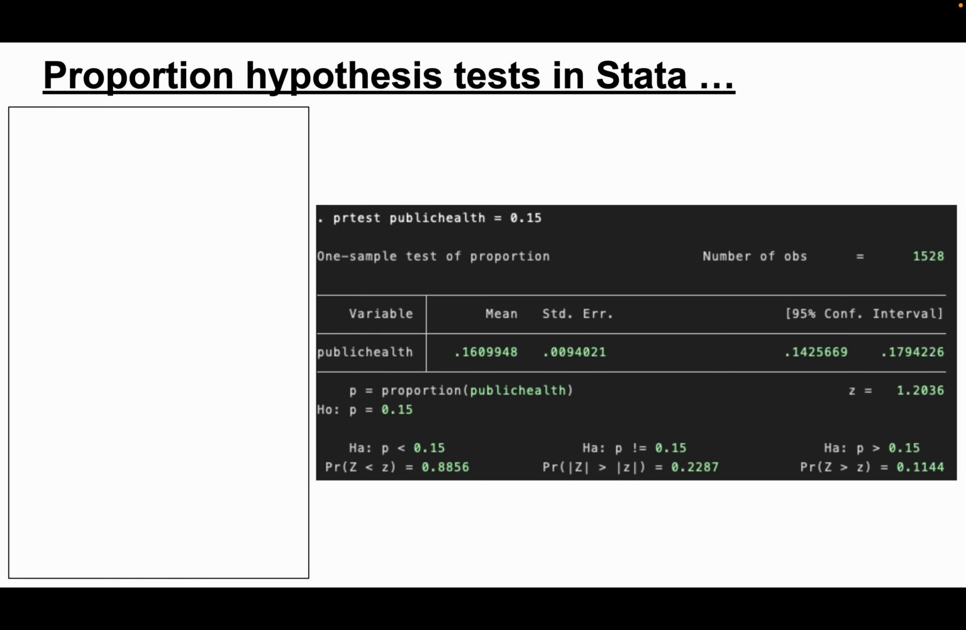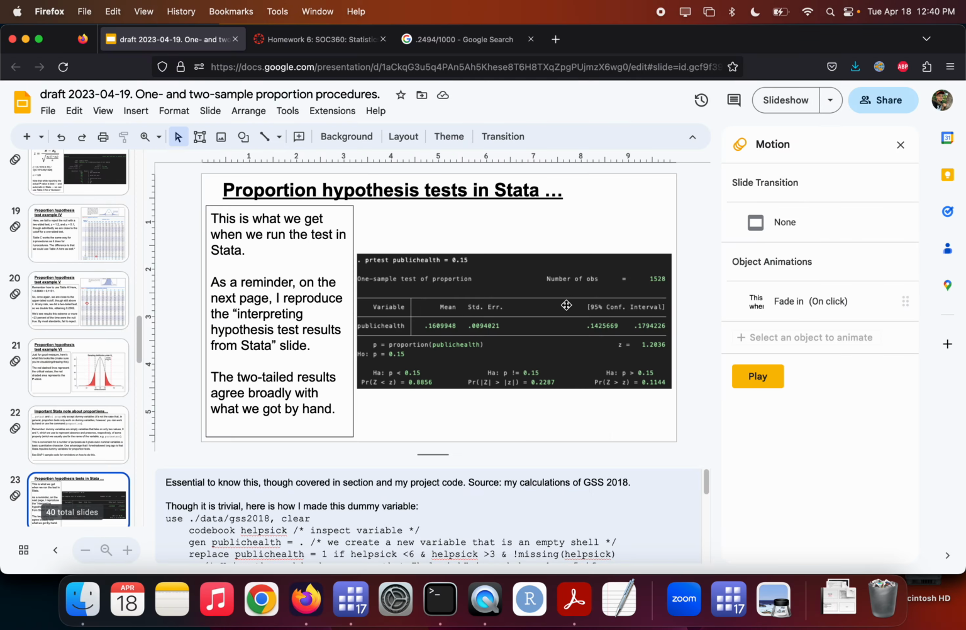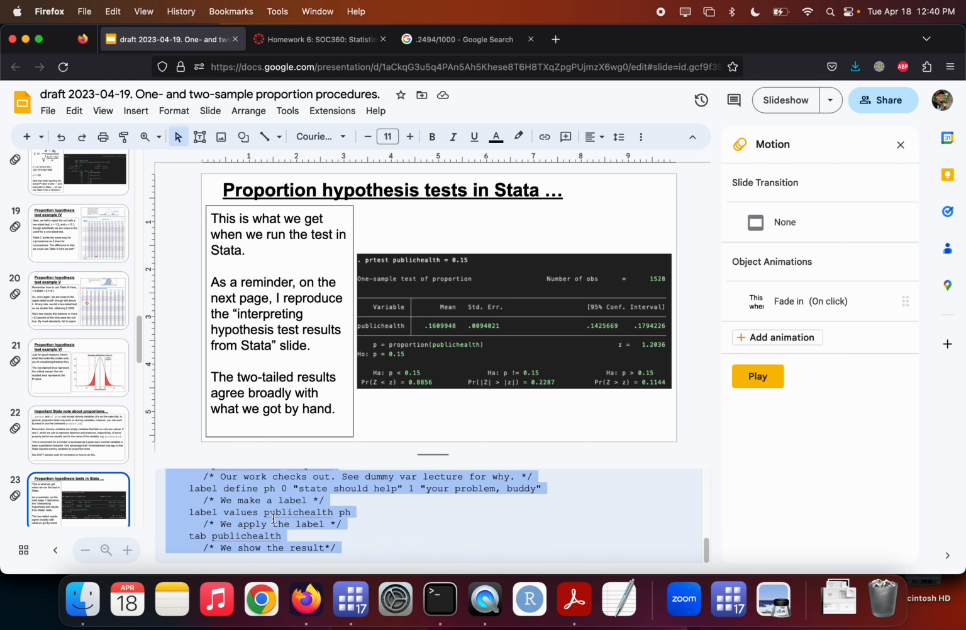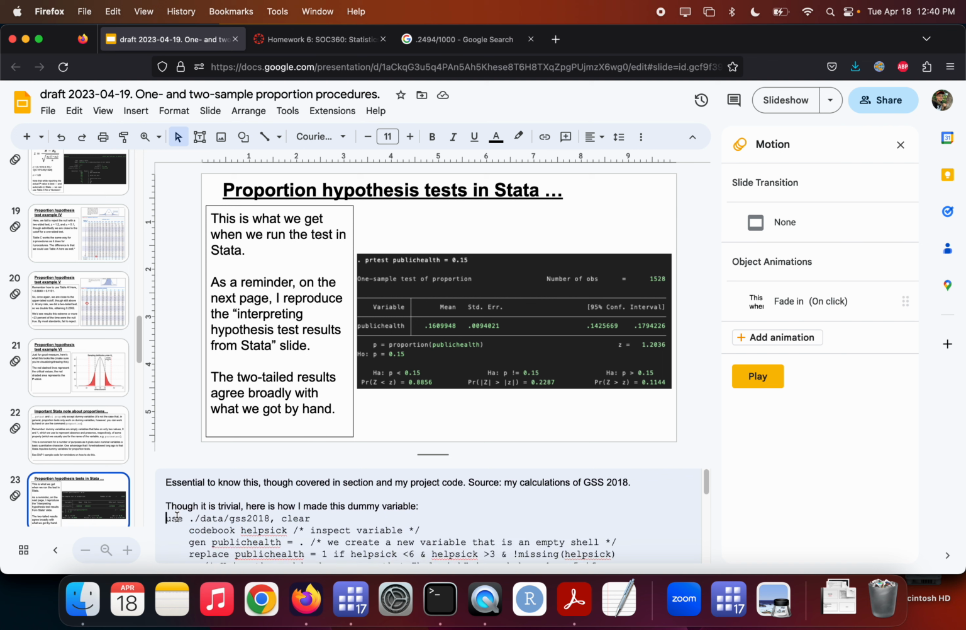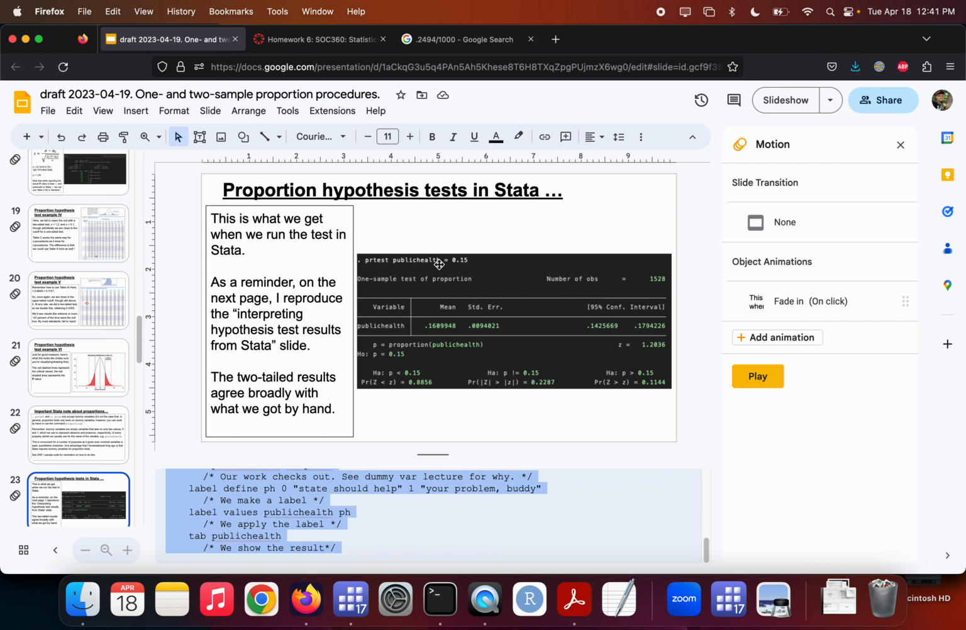So let's see how we could do this in Stata. I'm actually going to transition here and show you how to make this dummy variable. So the syntax is quite simple, right? It's this syntax here: prtest variable equals, and you can write double equals. Sometimes Stata is nice and doesn't force you to do that.